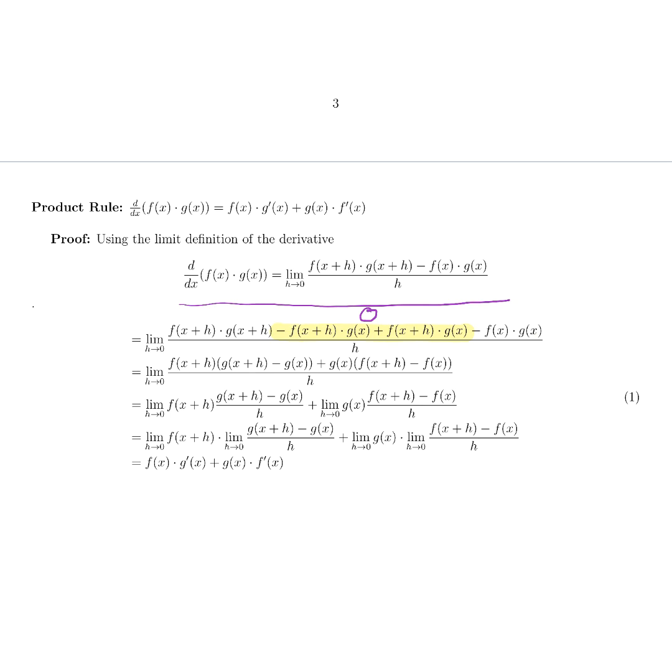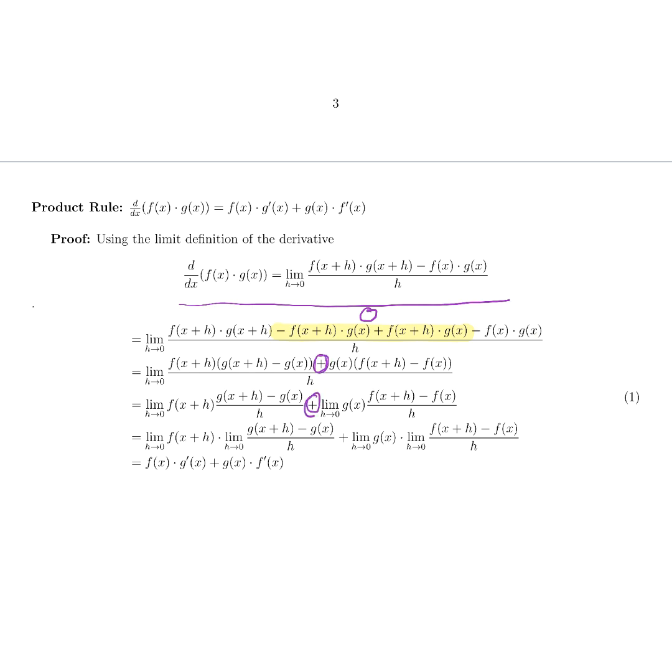And from here, we just do some algebra and separating of limits. So we can factor an f of x plus h out of two of the terms. We get f of x plus h times g of x plus h minus g of x. And we can factor g of x out of the other two terms. Then we can break this into two limits. And let me show you where we're going to do that. We're going to break this into two limits at this plus sign.